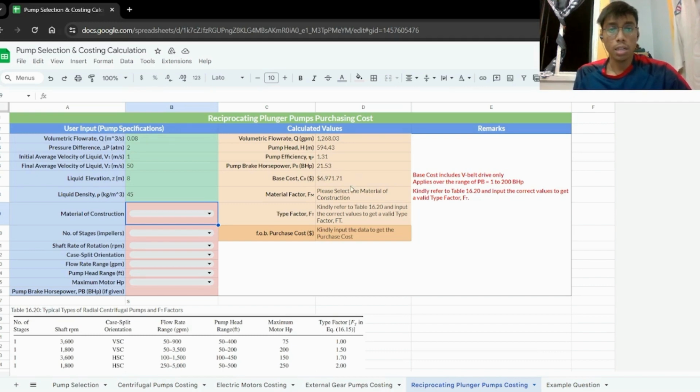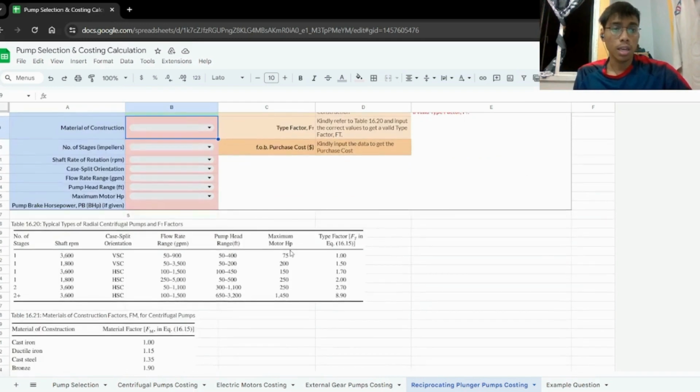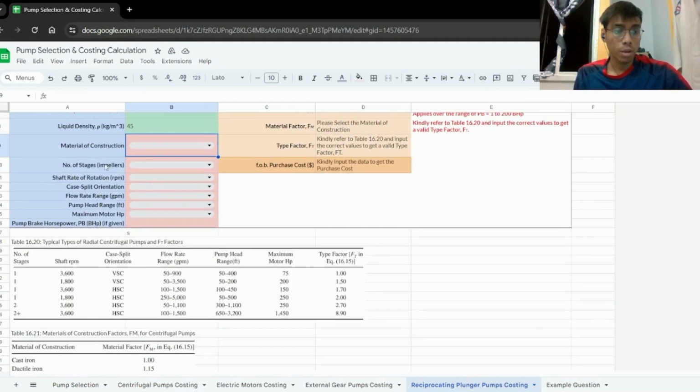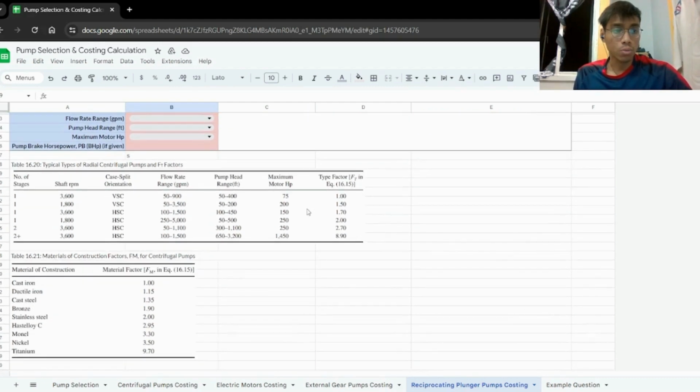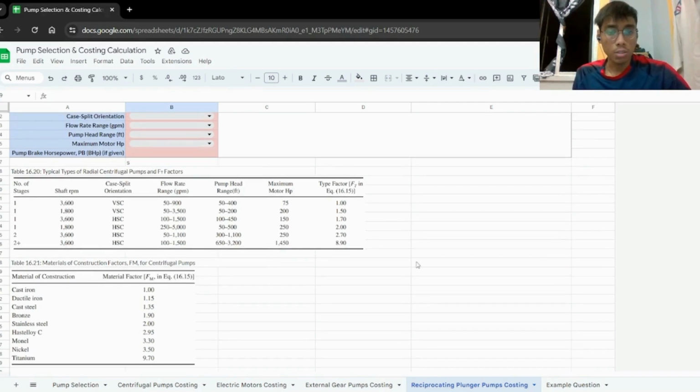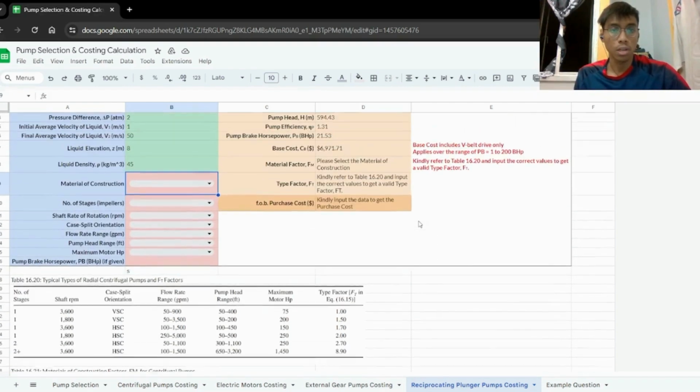And next, it will calculate the base cost. So next, the user needs to input the values from below, which are the material of construction, number of stages, shaft rate, KSP orientation, flow rate range, pump head range, and maximum motor head speed. Take note that all of these values must refer to table 16.2 and table 16.21. All the values are fixed and the user must follow the values 100% to get the value for FOB purchase cost.